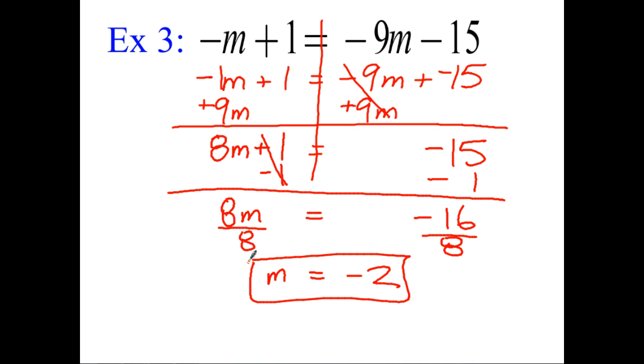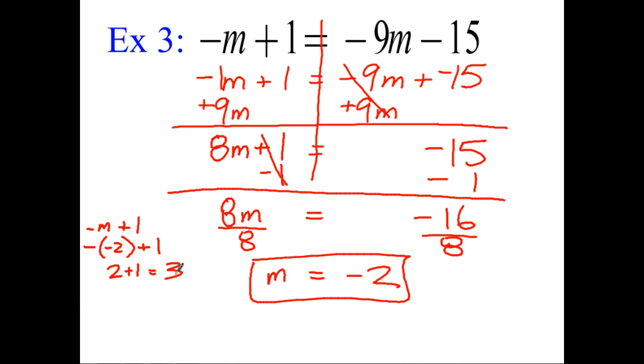All right, let's try it. So I'm going to do this. We'll do them over here. We'll do negative m plus 1, and we'll see what that equals. So that's negative 2 plus 1. So the opposite of negative 2 is positive 2, plus 1 is equal to 3.